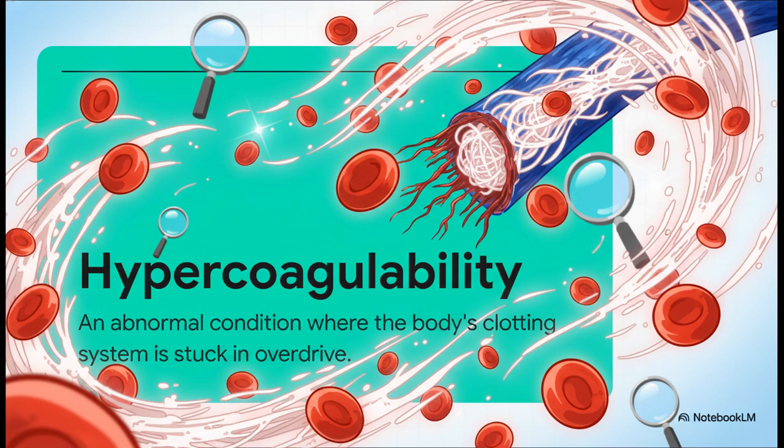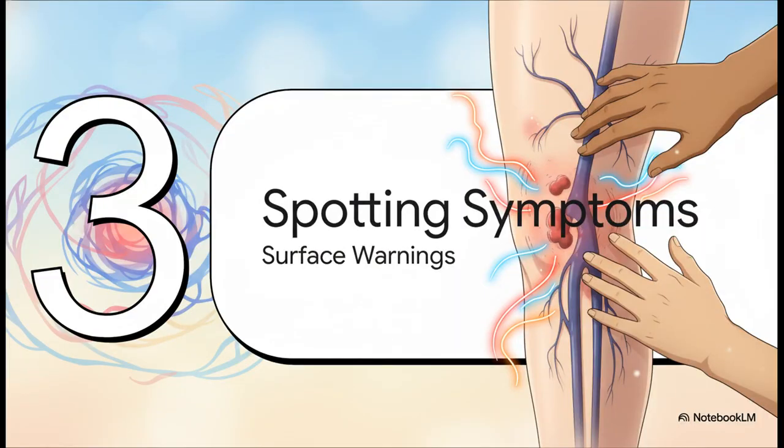It practically guarantees that the cross-linked fibrin is going to keep aggressively trapping those passing erythrocytes. This rapidly expands the thrombus way beyond just a simple localized repair job and turns it into a full-blown pathological obstruction. Which brings us to Section 3, spotting the symptoms, surface warnings.